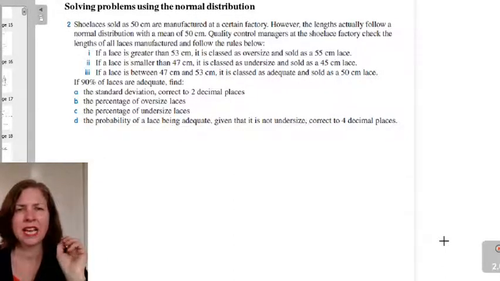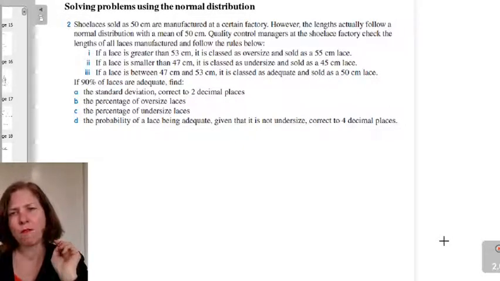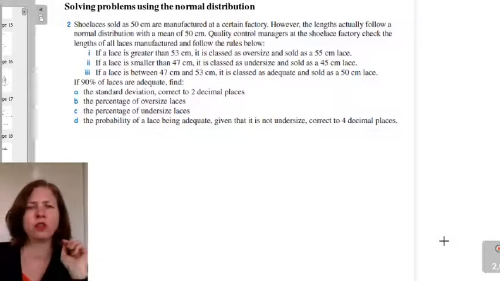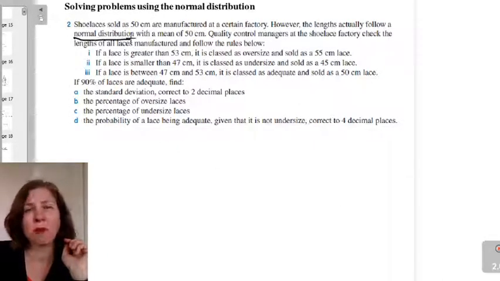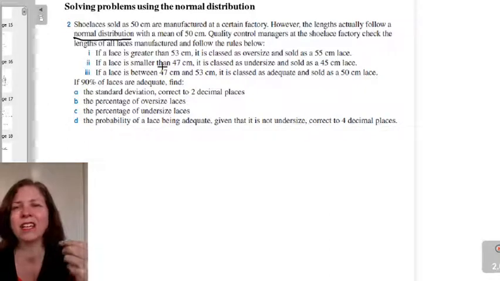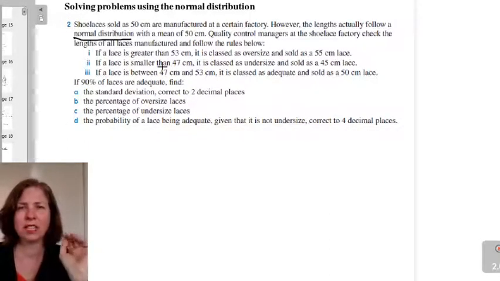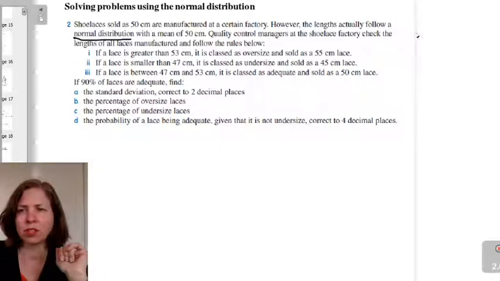Shoelaces sold as 50 centimetres are manufactured at a certain factory. However, the lengths actually follow a normal distribution. Okay, so this is a normal distribution. Now remember, in an exam, I'm not going to be in the chapter called normal. So I'm looking for these keywords to tell me, all right, I'm going to use the normal distribution. And the mean is 50 centimetres. I'm going to jot that down over here.